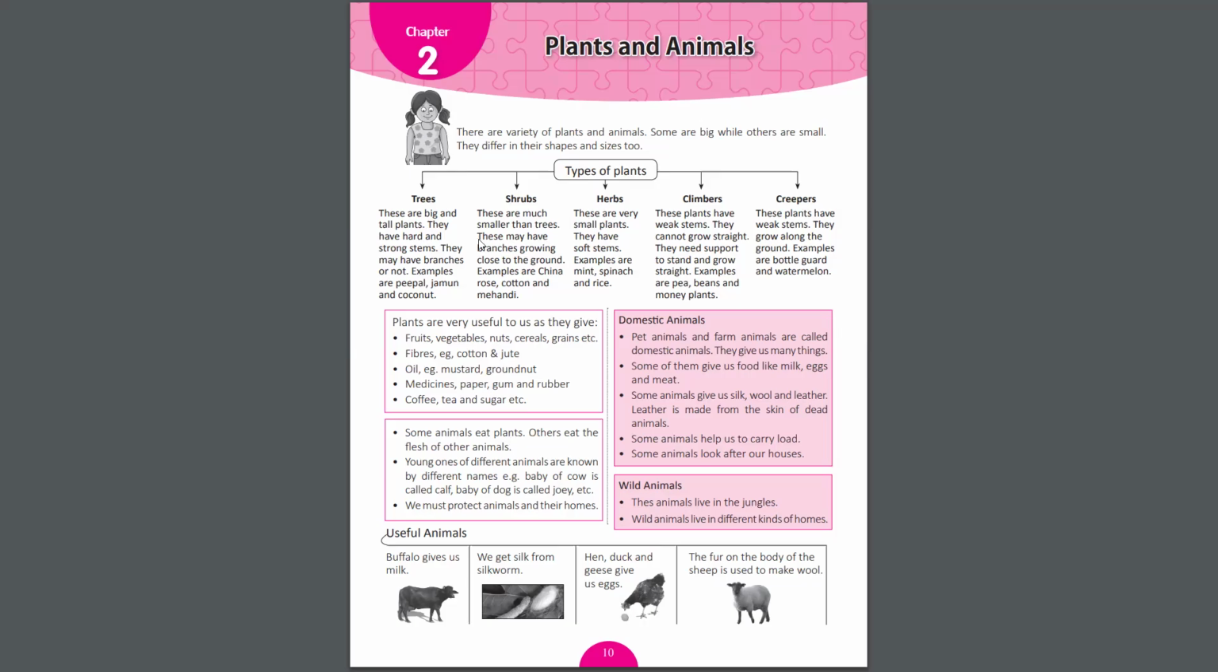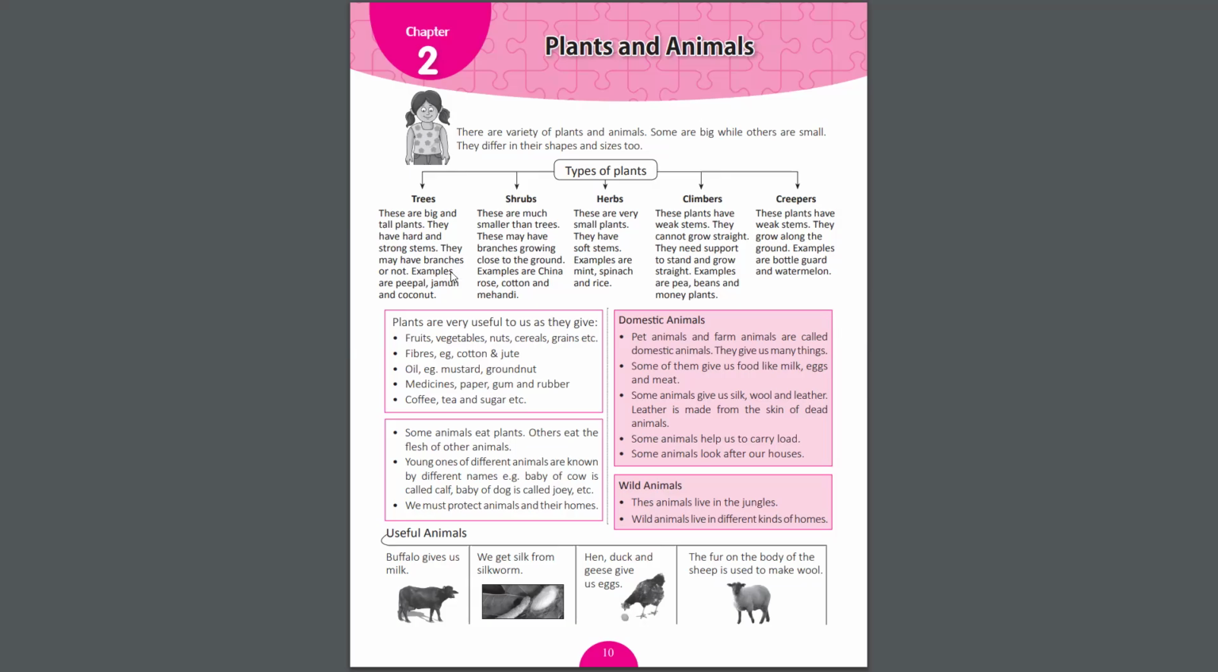Let's discuss in detail. So these are big and tall trees. They have hard and strong stems. They may have branches or not. Examples are peepal, jamun, and coconut. So, trees, you have seen very big trees, very tall trees, which are very hard. If you touch the trunk of that tree, it is really hard, and the stems are really strong. You can't even cut the stem easily with your hands, right? So trees are very strong plants, very big plants, and the stems are really strong.